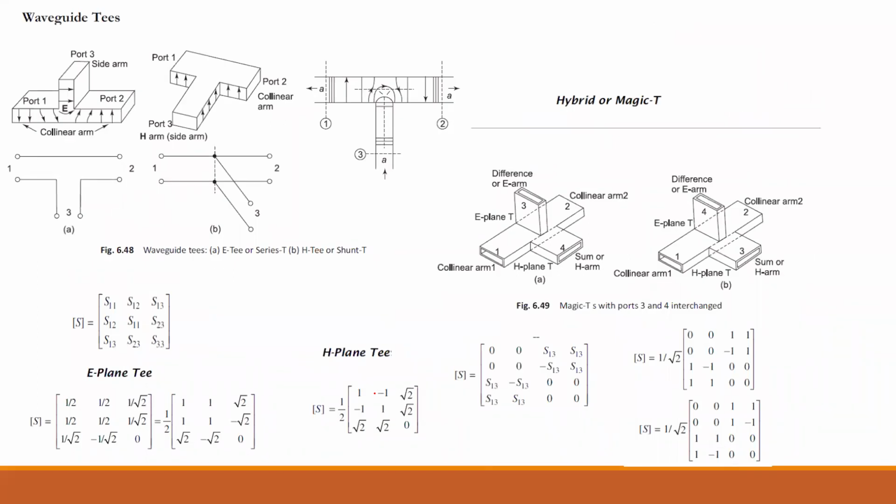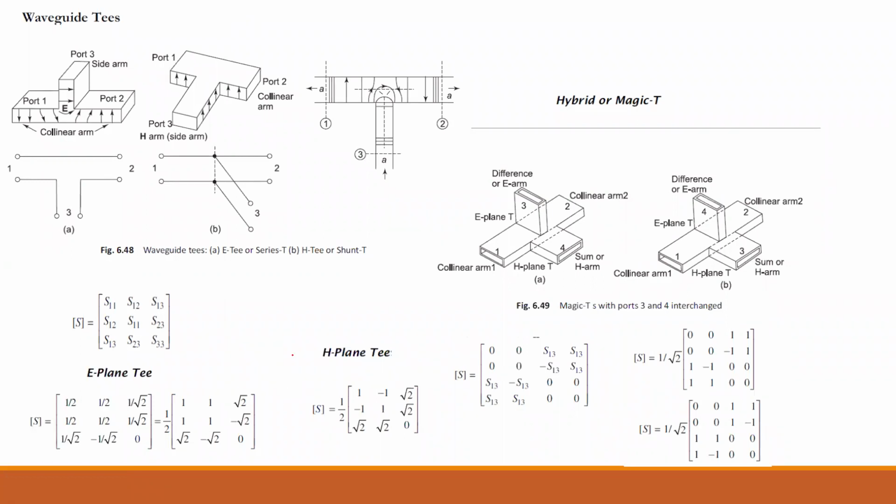Now, next, what we can observe are the waveguide T's. Here you can see some T-like elements. They are appearing like a T. This is appearing like a T. This is appearing like a T. So if you observe, these are the waveguide T's.